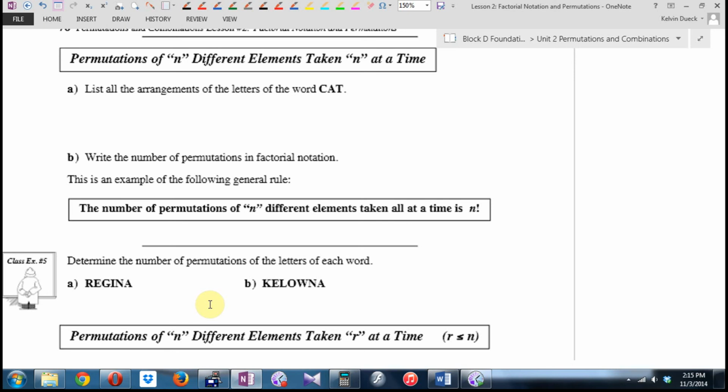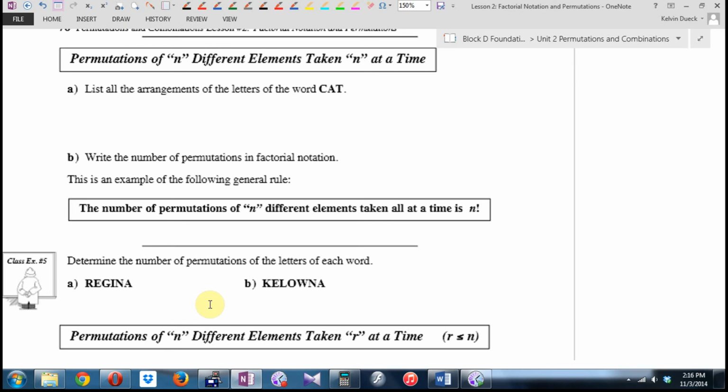Permutations of n different elements taken n at a time. Say what? How many ways can you arrange 5 elements if you're taking all 5 of them? How many ways can you arrange 12 elements if you're taking all 12? And by elements, I mean books, students, answer keys. How many different arrangements?